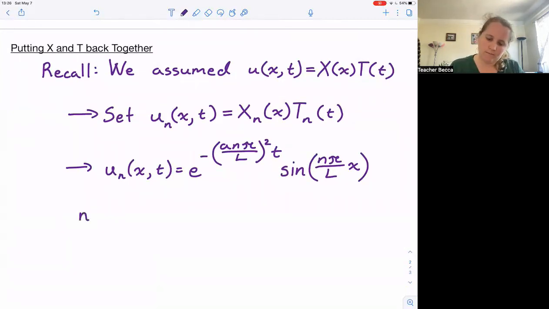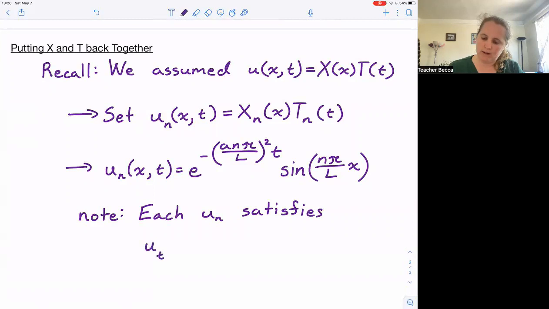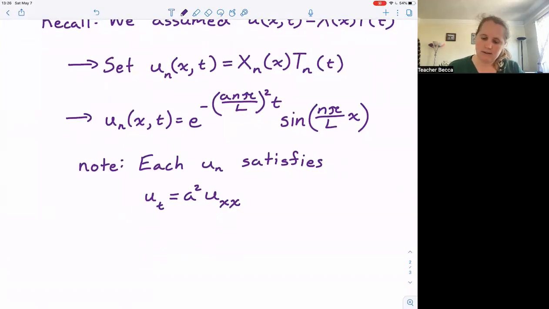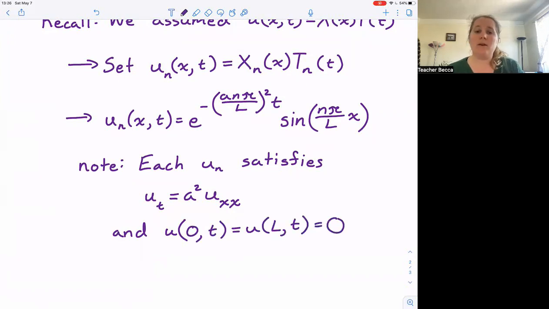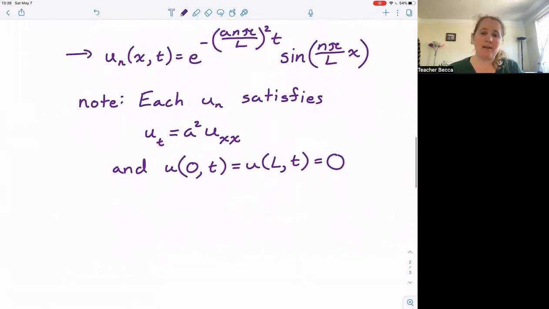So note, each u sub n satisfies our first partial with respect to t is equal to a squared times the second partial with respect to x, and also satisfies the boundary conditions, u of 0,t equaling u of L,t, all equaling 0. So it only remains to satisfy the initial condition.